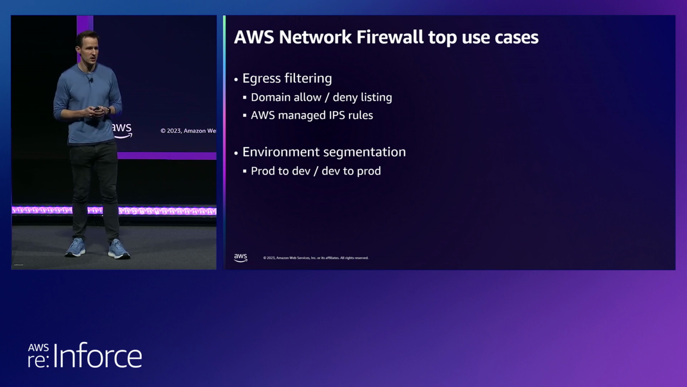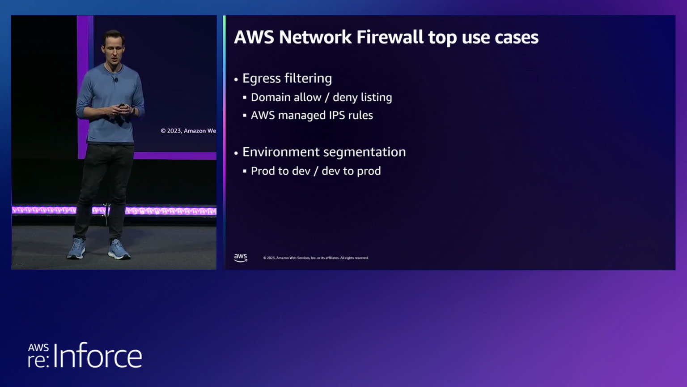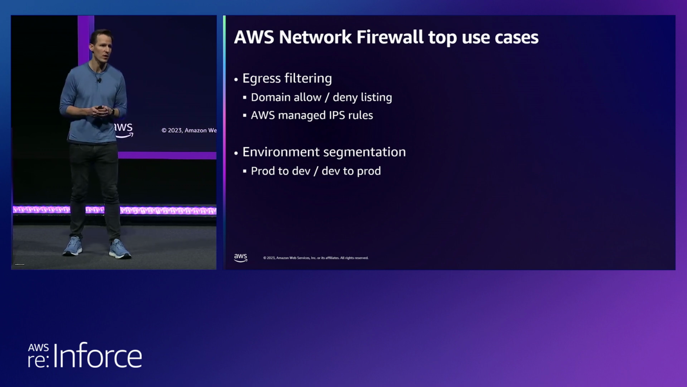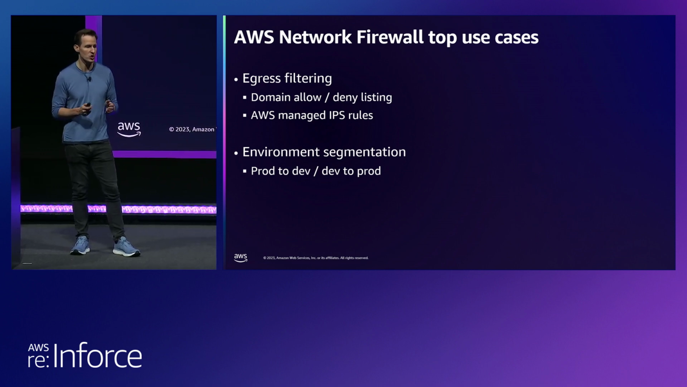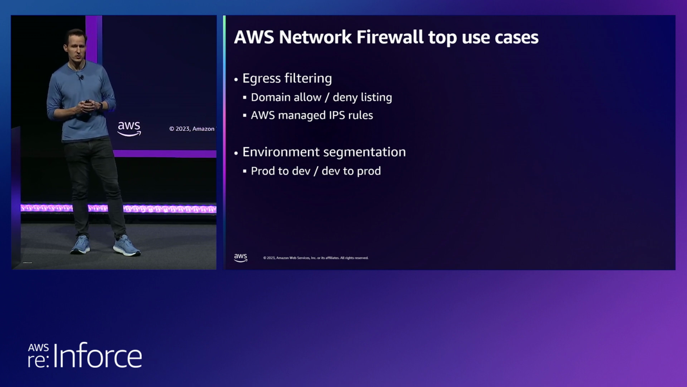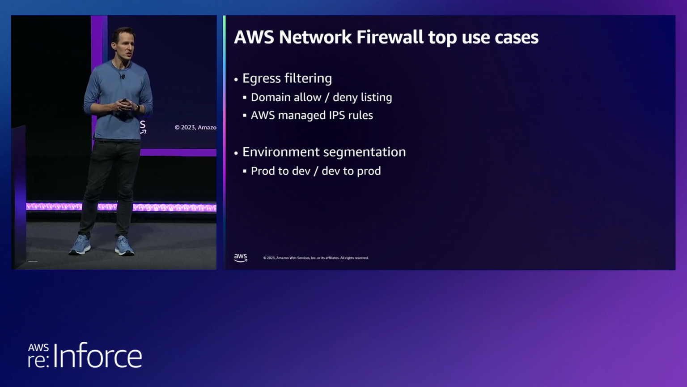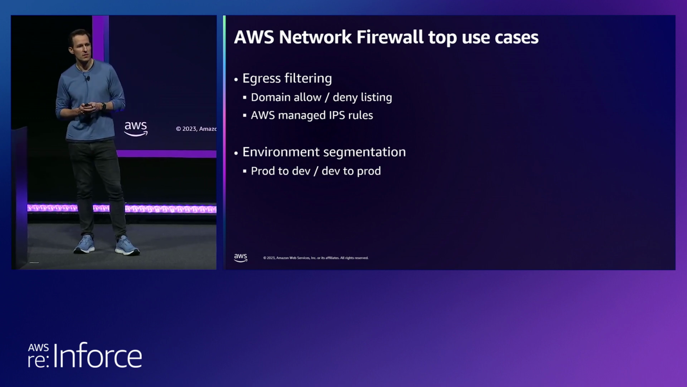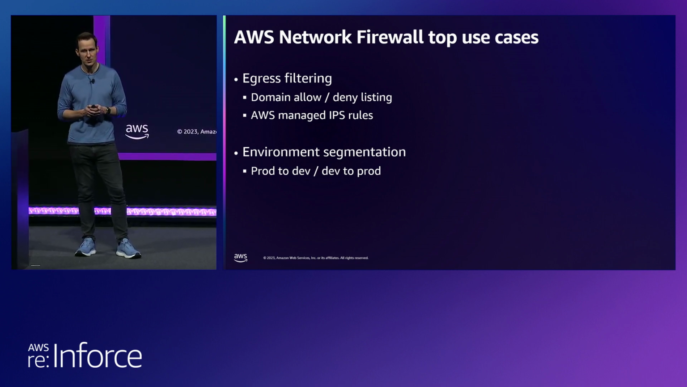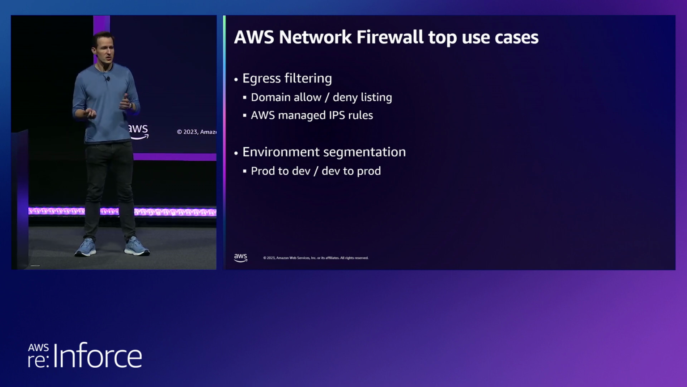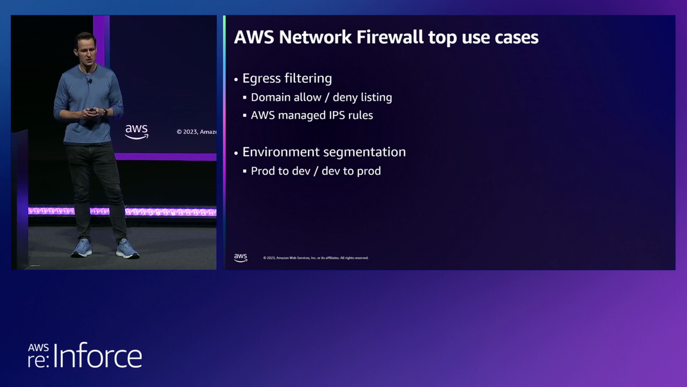So a lot of customers that we talk to are somewhere in that journey towards trying to move to a more strict allow list, also employing the AWS managed IPS rules to give them a sense of what potentially interesting or suspicious things their workloads in the environment might be trying to reach out to. A secondary use case we often see as well is just for east-west use cases in filtering between environments.